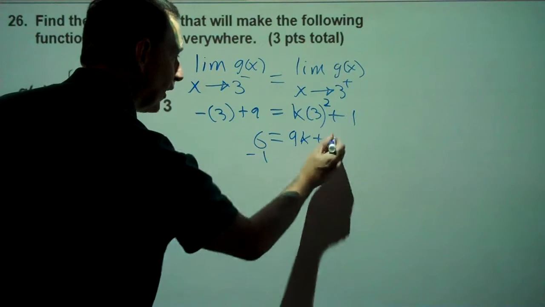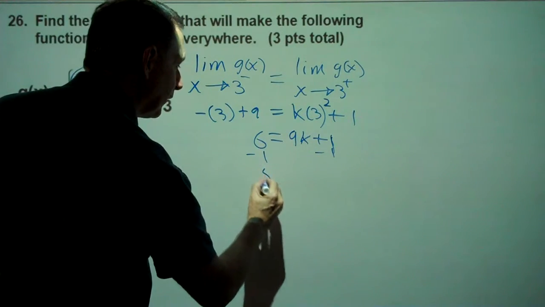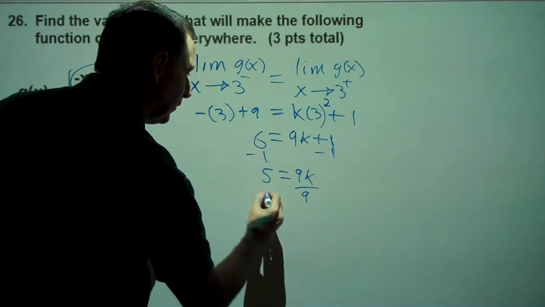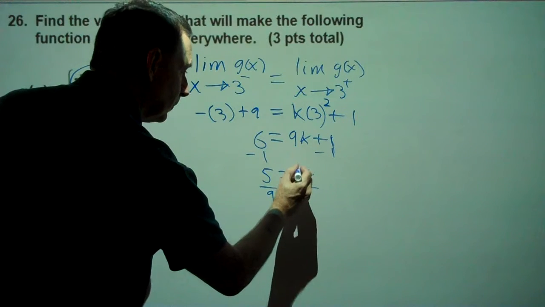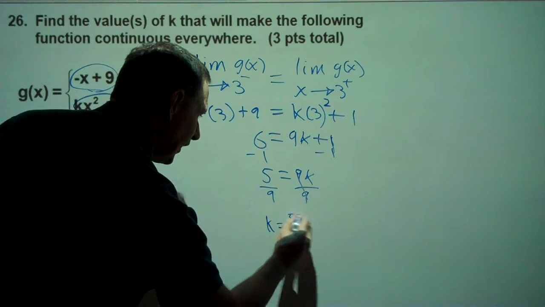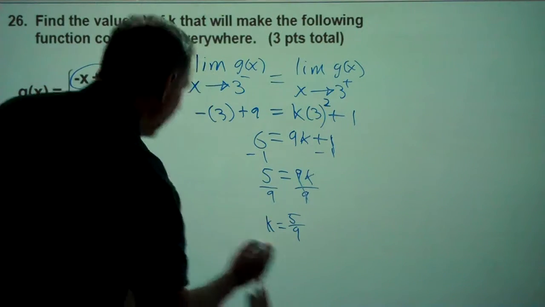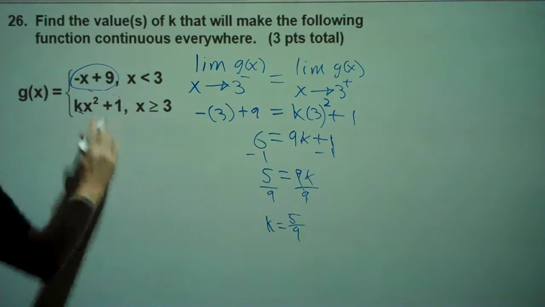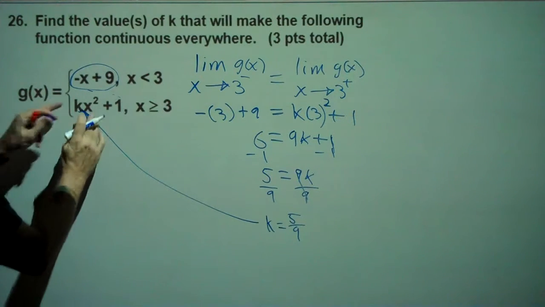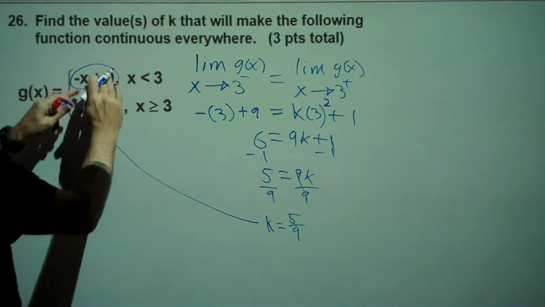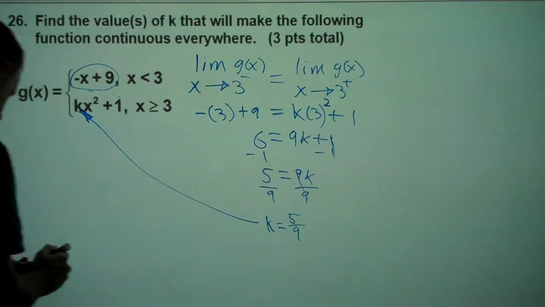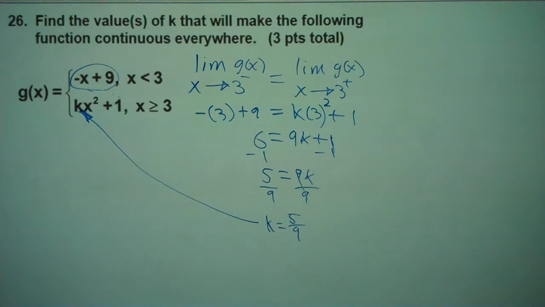Solving for k, subtract 1 from each side of the equation. We have 5 equals 9k, and dividing by 9, we have k equals 5/9. So 5/9 is the value of k that we've calculated. If we substitute in for k, it is going to make these two pieces join up and therefore have the function be continuous over its entirety.